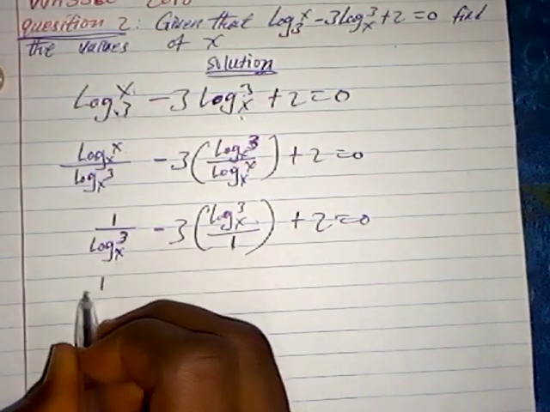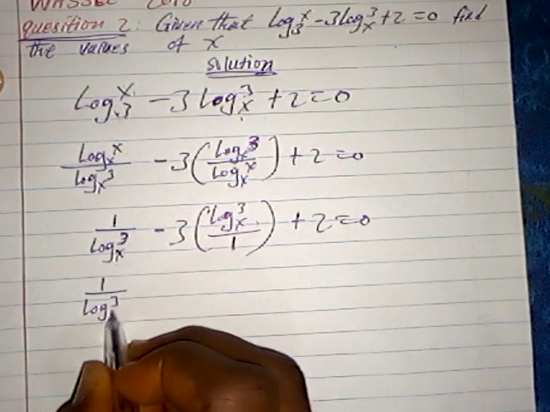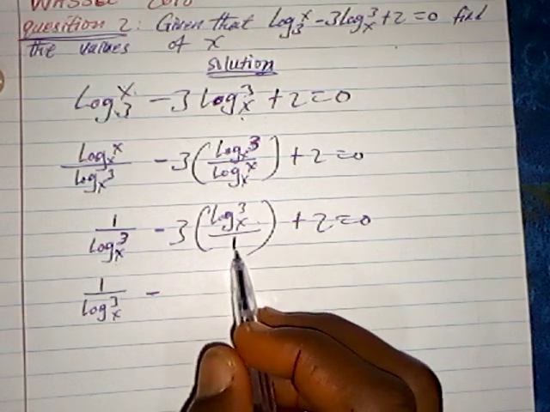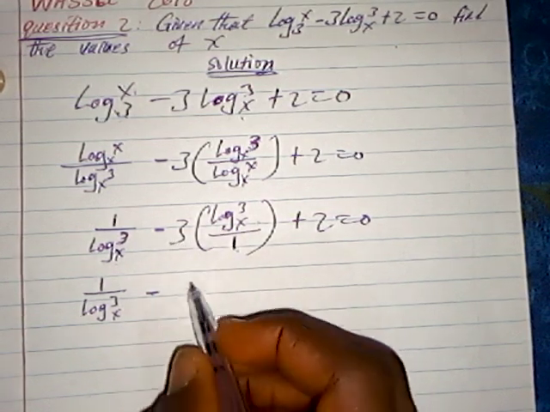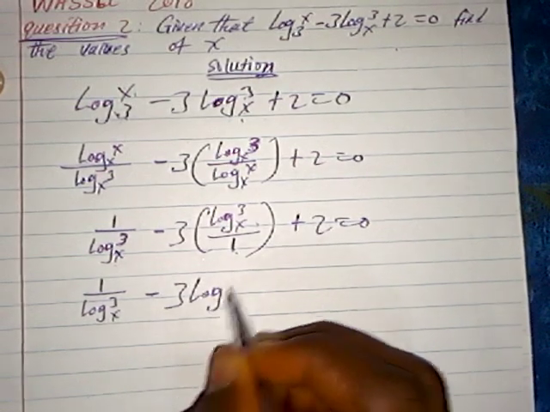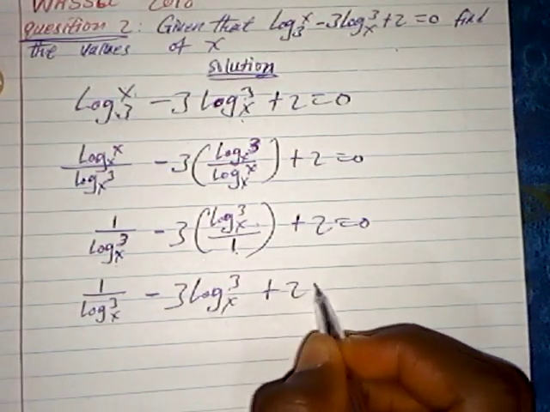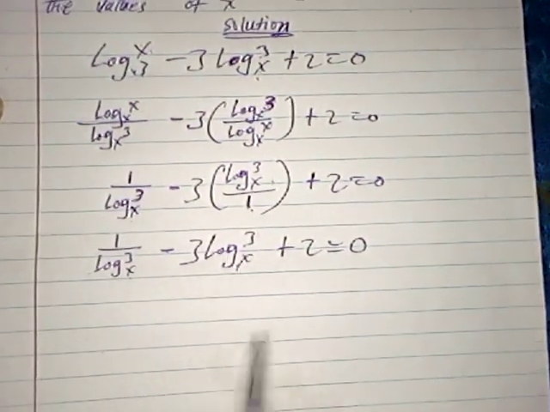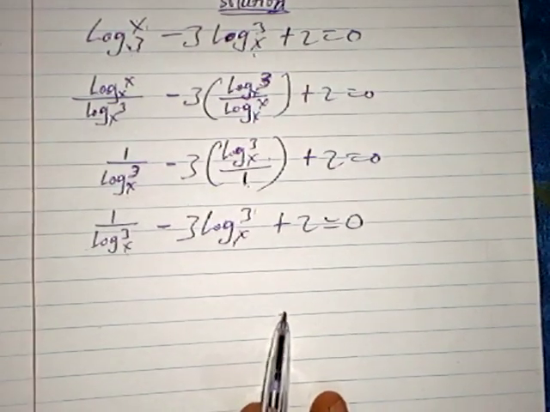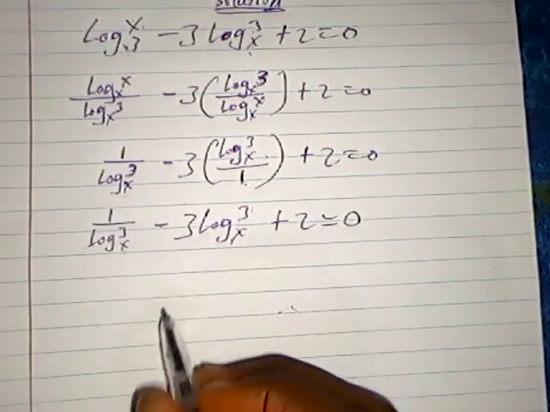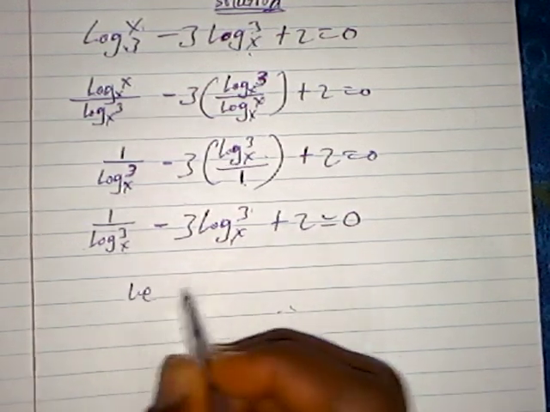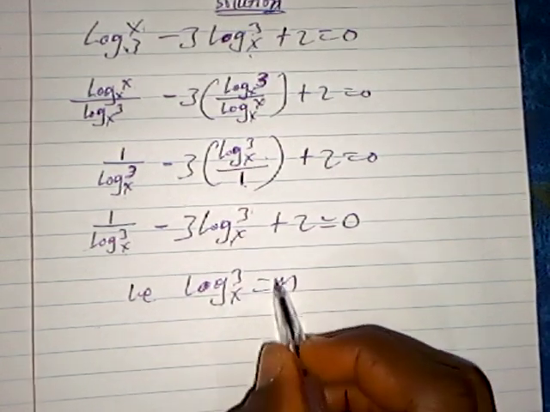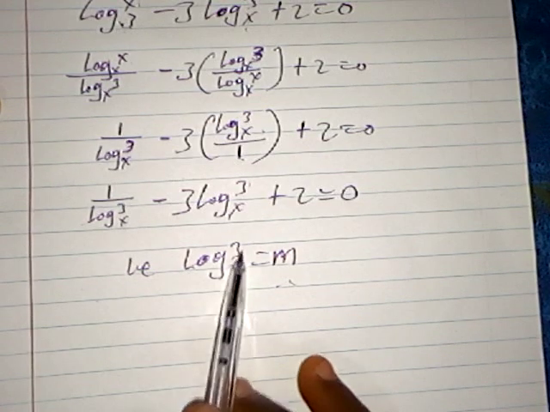What next? 1 upon log of 3 base x minus log of 3 base x upon 1 is just log of 3 base x times 3, which is 3 log of 3 base x, plus 2 equals 0. Now the bases are the same and the logs are the same. We let log of 3 base x equal m. In other words, anywhere you see log of 3 base x, you put m there.